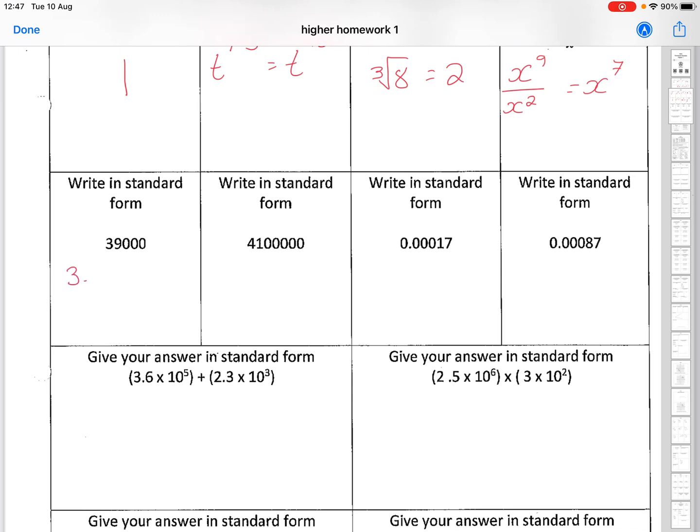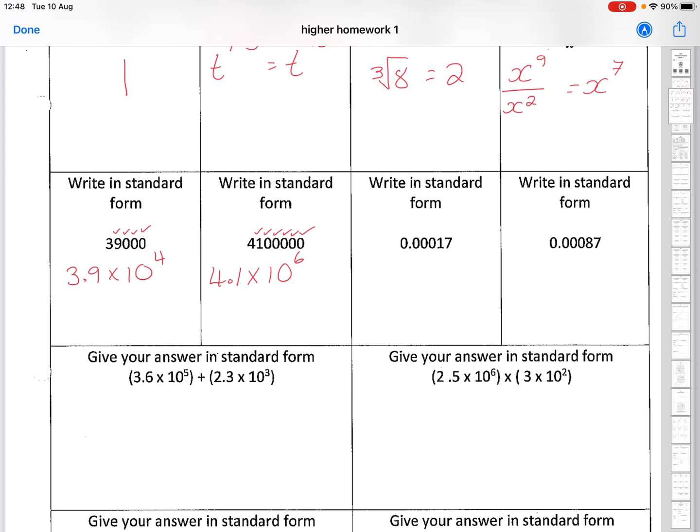Some standard form now, so we've got 39,000, that's going to be 3.9 times 10 to the power of 1, 2, 3, 4, because there's 4 numbers after the first. Next one, we've got 4.1 times 10 to the power of 1, 2, 3, 4, 5, 6. I like to tick them off because otherwise I'll probably miss one.